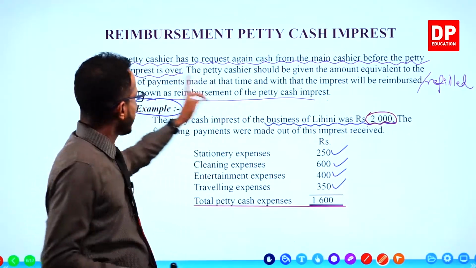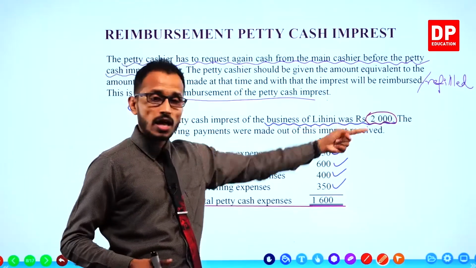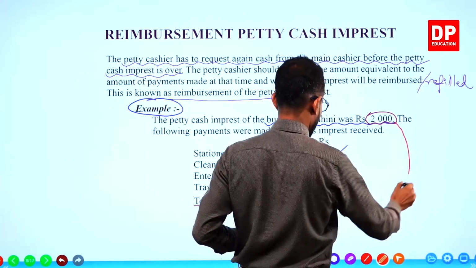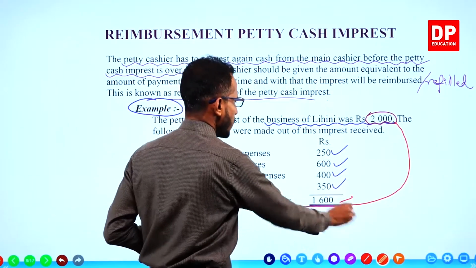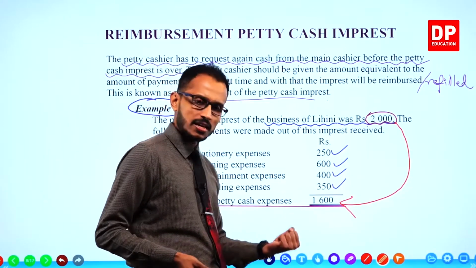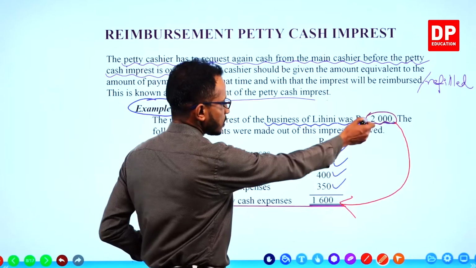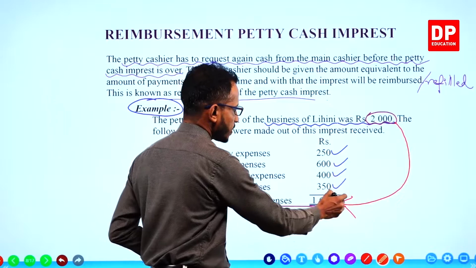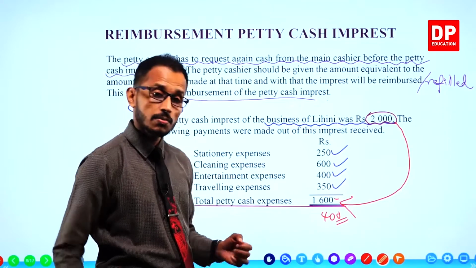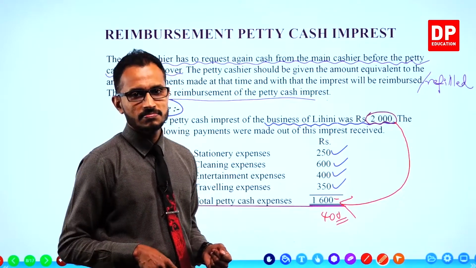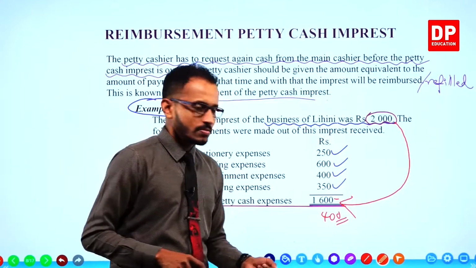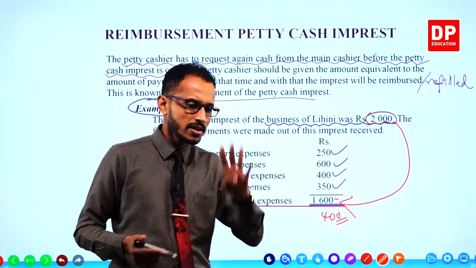Very simply, children, if the petty cash impressed is 2,000 and out of that 1,600 is spent, what is the balance? The remaining amount from the impressed. 2,000 minus 1,600 is 400. This is the petty cash balance at the end of the month. Clear? Which means the petty cashier still has 400 at hand.